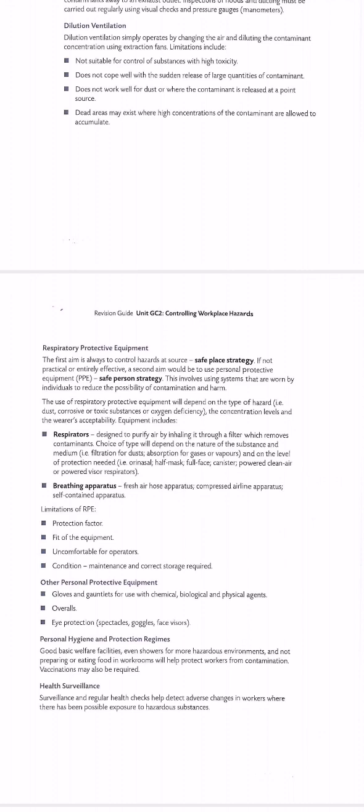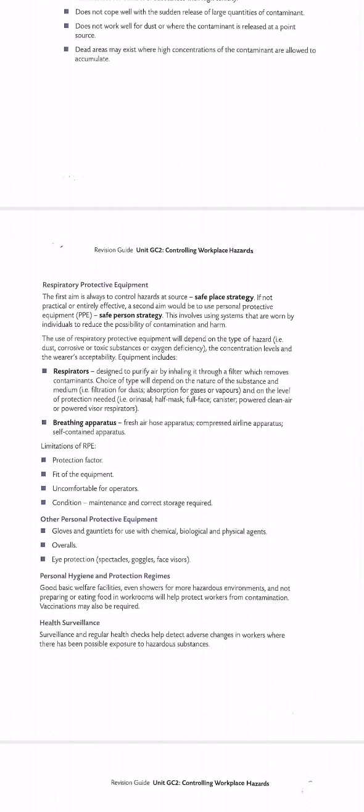This involves using a system that is worn by individuals to reduce the possibility of contamination by harmful or toxic substances. When you are using this PPE, like masks where you can breathe inside, you cannot be affected. The use of this respiratory protective equipment will depend on the types of hazard, that is dust, corrosive or toxic substance, or oxygen deficiency, right?